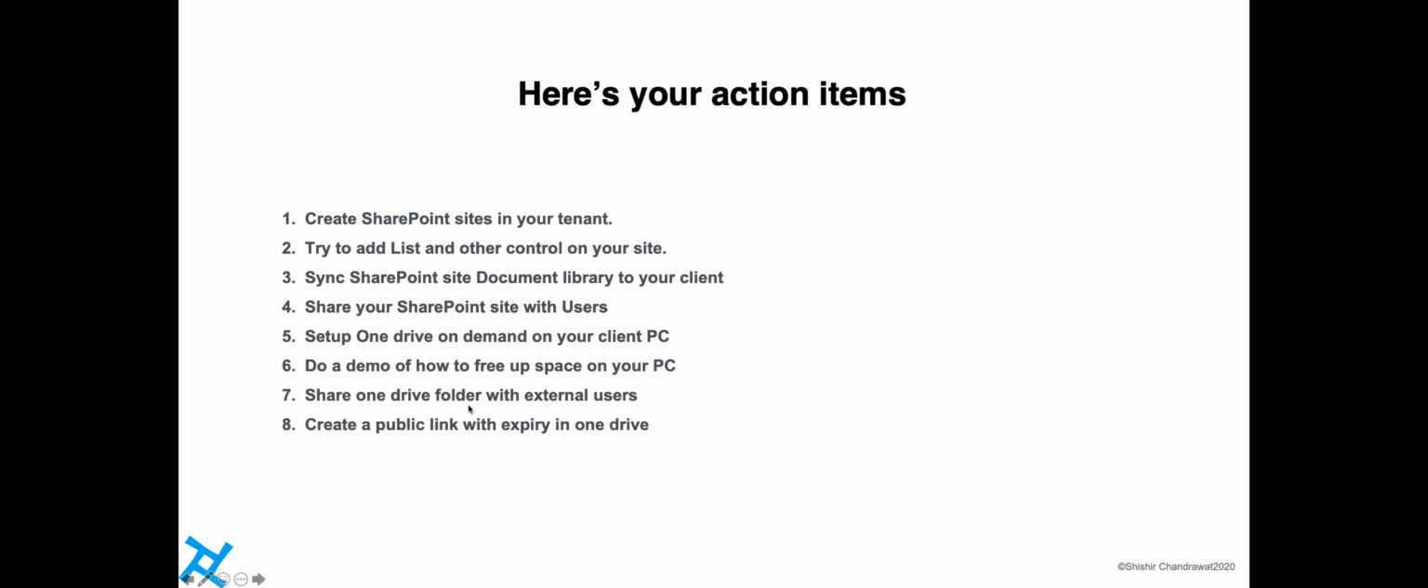You can share OneDrive with external users. I already showed you how to do that. Right click on any folders, share, and share it with external users. If the policies in your organization allow you to do that, once again, you are the administrator, you can change the policies, then you will be able to share them. Create a public link with an expiry date. Like I showed you, when you create a public link, you get an option to set an expiry date. So do those things. So that's it, guys.